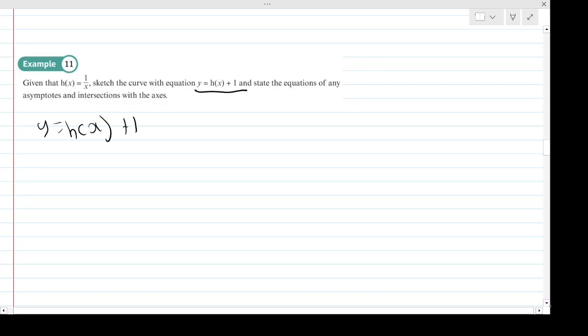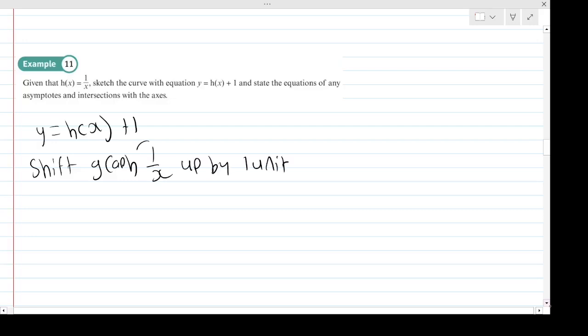Again, what's happened to this graph? In terms of h of x, the 1 is outside the function. So it's going to affect the y value. And if it's outside the function, you do what you expect. So what I expect is I add 1 to the y coordinates to move the graph up by 1, and that's what I'm going to do. So this is a shift of the graph, and the graph is 1 over x, the original graph, up by 1 unit.